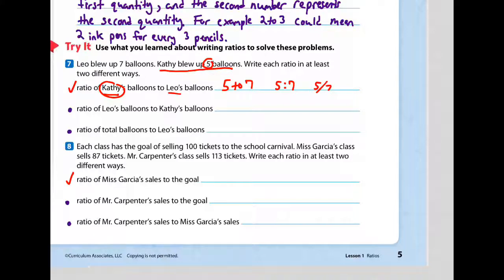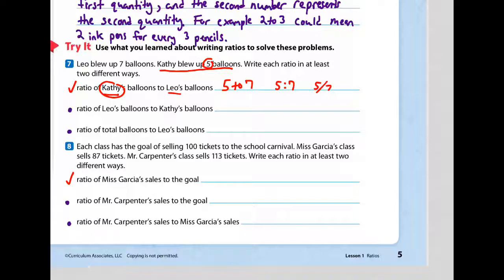Now in number 8, it says each class has the goal of selling 100 tickets to the school carnival. Miss Garcia's class sells 87 tickets. Mr. Carpenter's class sells 113 tickets. Write each ratio in at least 2 different ways. So again, I'm going to do it all 3 ways just so you can see it.